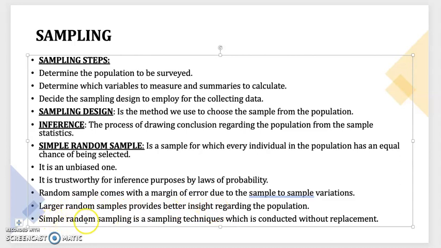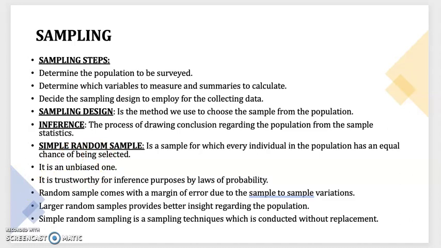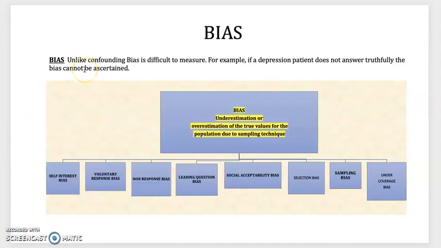Simple random sampling is a sampling technique conducted without replacement. We all need to keep in mind how we collect our sample data, and make sure the sample data is not biased. Here are a couple of examples about bias. Bias, unlike confounding bias, is difficult to measure. For example, if a depression patient does not answer truthfully, the bias cannot be ascertained.